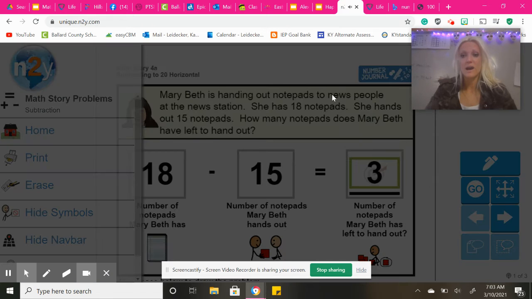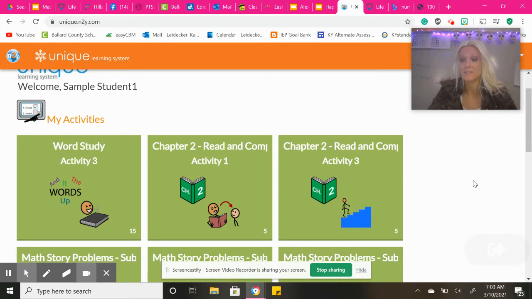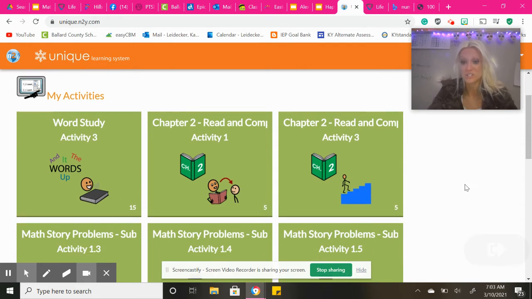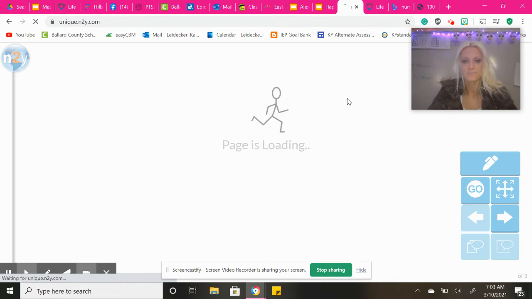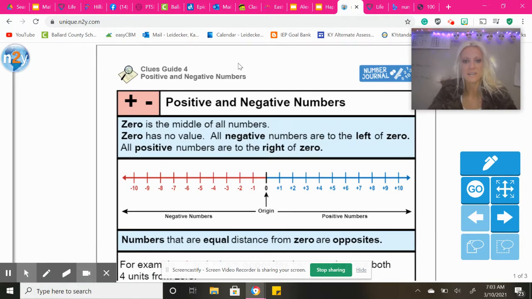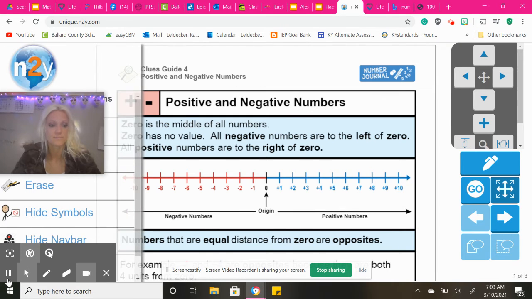I would then use a calculator when you're subtracting in the hundreds place. And then you will have geometry, which is positive and negative numbers. So I will put a little video on for positive and negative numbers.